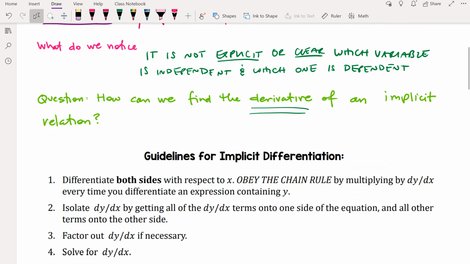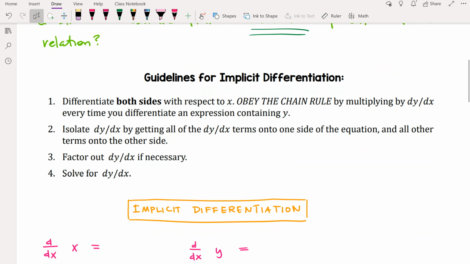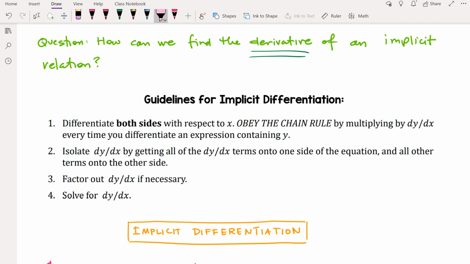Here we go. Here are some steps. So I want you to make sure you get down all of these steps, guidelines for implicit differentiation. Go ahead and pause, do what you need to do to write down all of the steps for implicit differentiation. All right, cool. So now we're actually going to do some implicit differentiation.